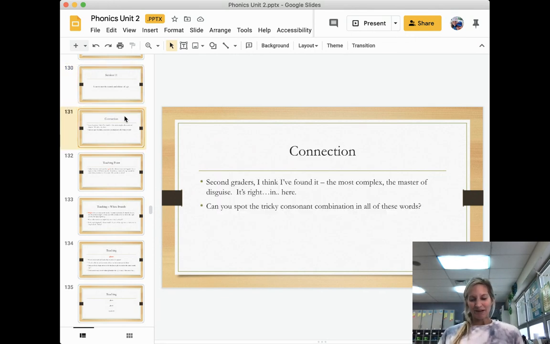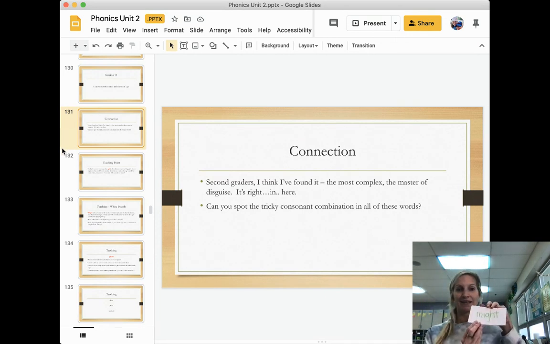And second graders, I think that I have really found it. I have found the most complex, the hardest, the master in disguise. Are you ready to know what it is? It is right here in these words. Do you want to know what they are? Okay, let's read them. The first word is ghost. And I want you to see if you can find what all these words have in common. All right?